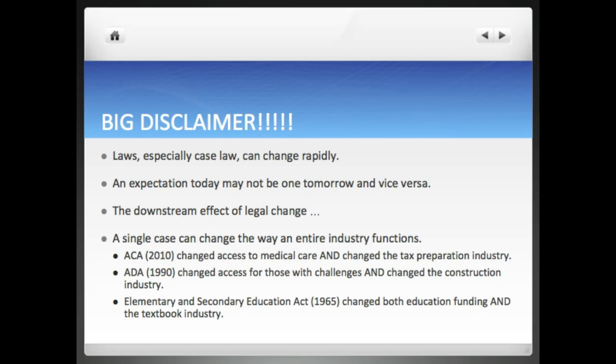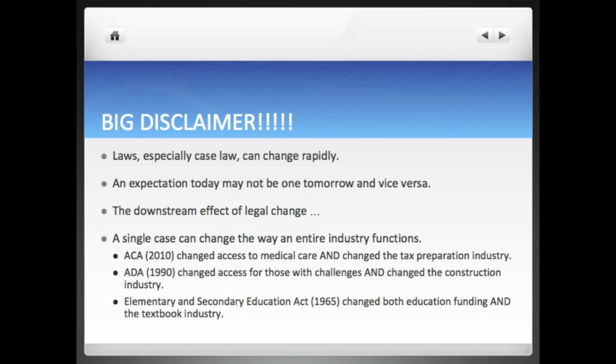And you have to also understand there's a downstream effect of legal change. By that, think about this. The Affordable Care Act, Obamacare, came in 2010, and it changed how Americans can access medical care. But it also changed the tax preparation industry, because if you've done your taxes since then, you have to provide information to show that you had medical coverage, because that was part of the law.